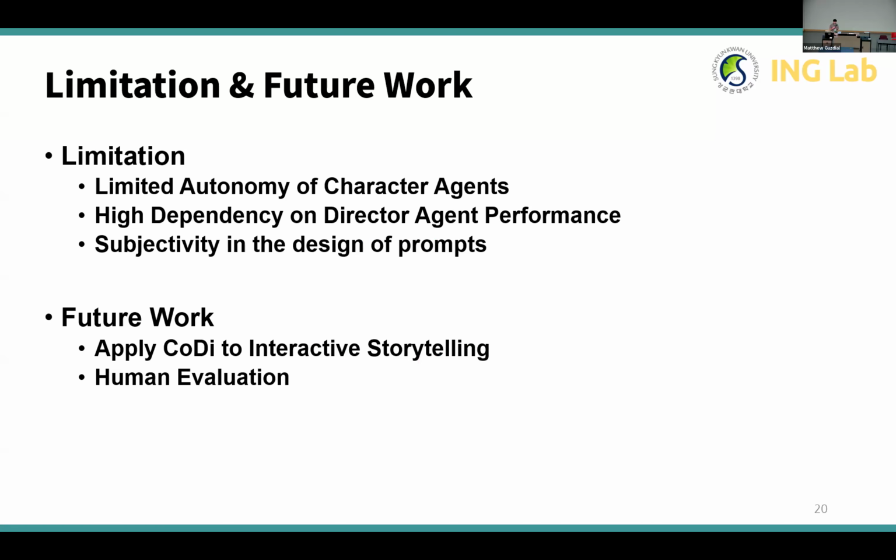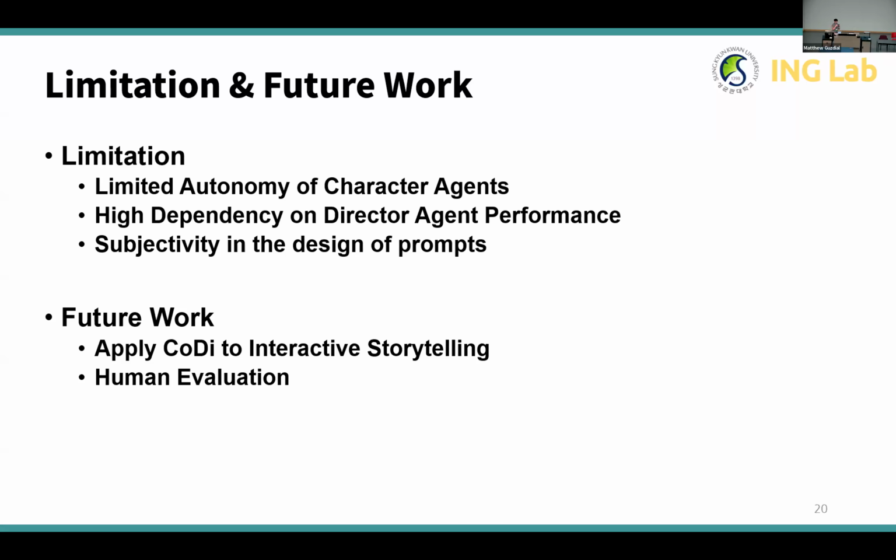So in conclusion, we present CoDi, and it can be a foundation for interactive storytelling systems. However, there are tons of limitations. Firstly, because the director agent plays a strong control role, character autonomy can be reduced. Secondly, the quality of the generated story will be highly affected by the director agent's performance. So we will need to combine something like symbolic methods to reduce the dependency. And the last limitation is the subjectivity in the design of prompts.